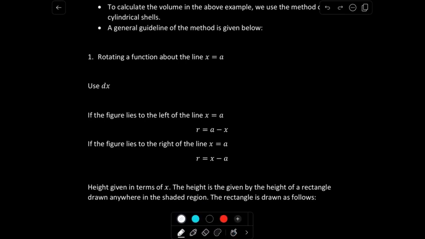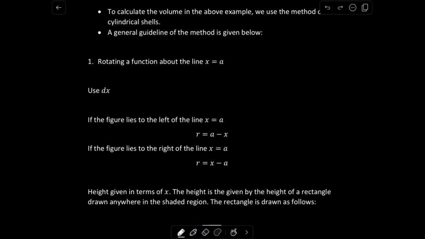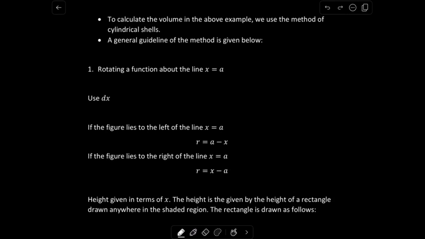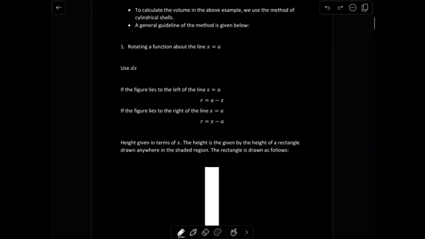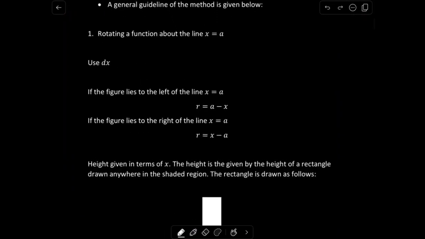All right, so here are the rules for volumes by cylindrical shells. To calculate the volume in the above example that we looked at, we use the method of cylindrical shells, and the general guideline of the method is given below. We are going to have two cases, just like we had for the disc and washer method, and it all revolves around what line we are rotating about.